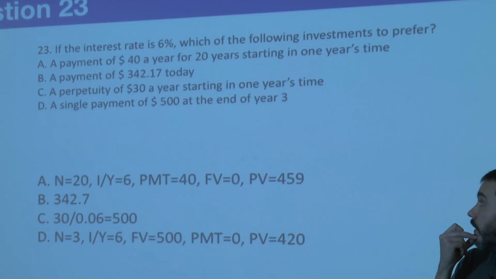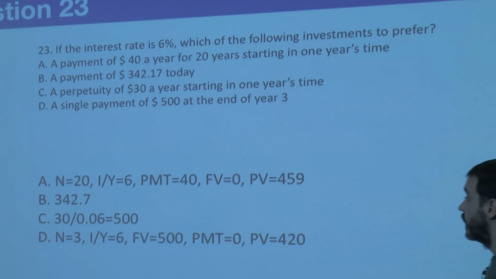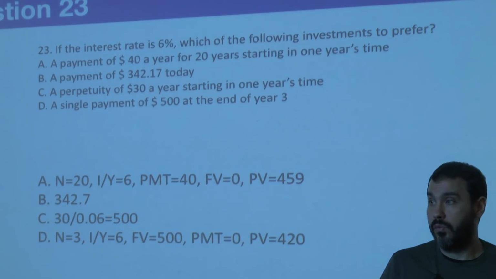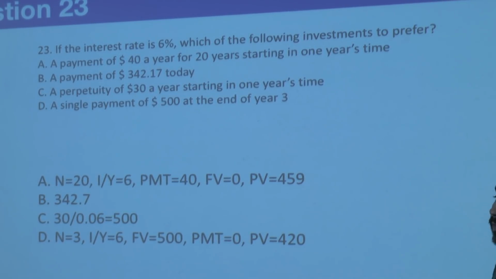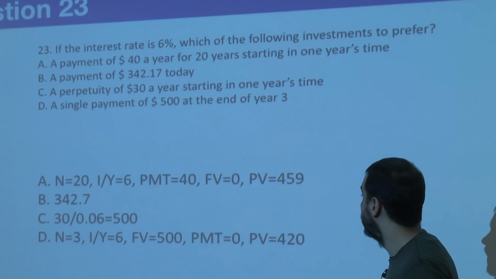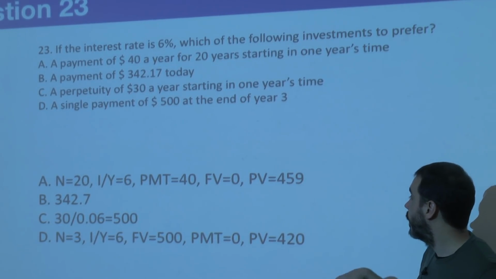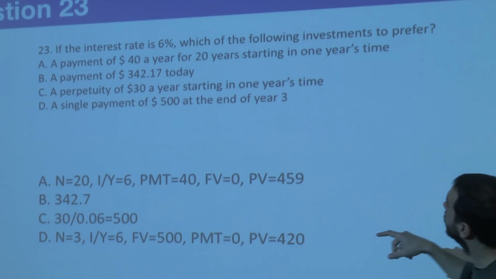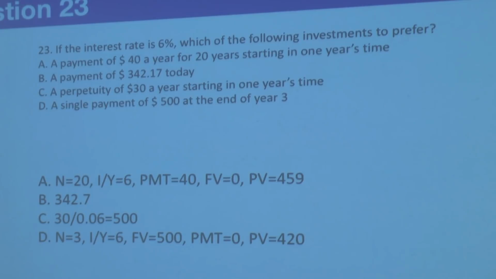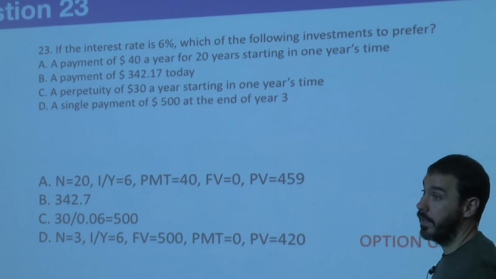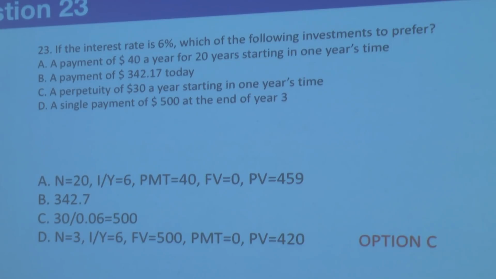And a single payment of $500 at the end of year 3. You can compute it this way. You can also do 500 divided by 1 plus r to the third, which probably in this case is even faster. Compute them all and you compare them. And I think you want the highest? Yeah. So C, the perpetuity. Say it again? It doesn't say highest. It says which one of the following to prefer. You will prefer the one that has the highest present value because it's worth more, literally.